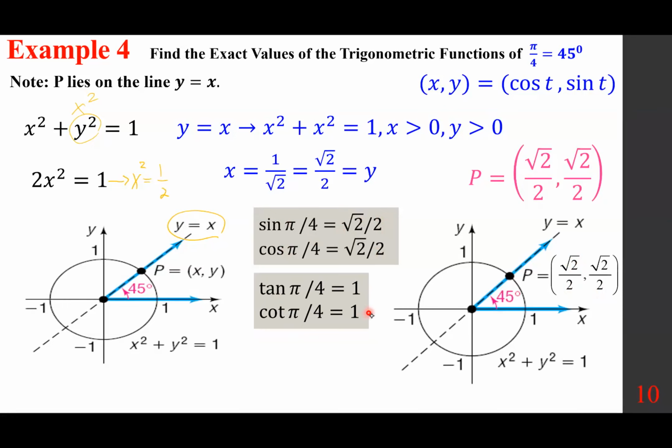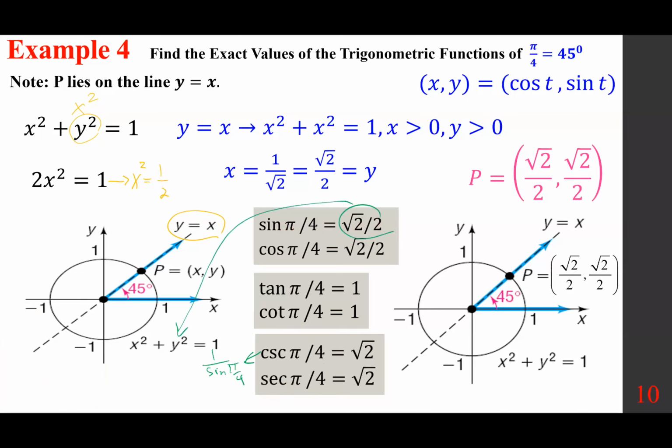Now, what about cosecant? Cosecant is 1 over sine. So the reciprocal of this is 2 over square root of 2, or square root of 2. The same thing goes for secant. Let me show you this one. Cosecant is 1 over sine. So here's sine. We want 1 over that, which means the reciprocal of that: 2 over square root of 2. You can multiply the top and the bottom by square root of 2, and you get square root of 2.